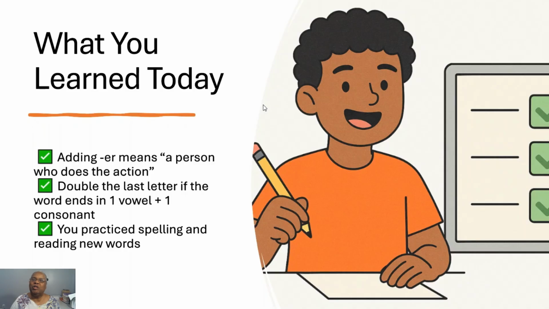Let's go over what you learned today. You learned adding ER means a person who does the action. You learned to double the last letter if the word ends in one vowel and one consonant. And you practiced spelling and reading new words. Congratulations! You made it to the end of lesson 21.